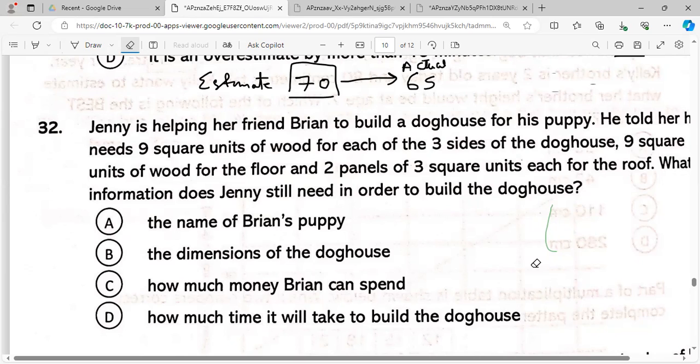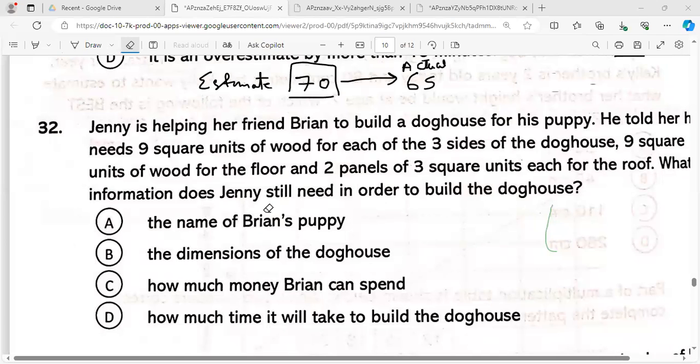Sir, I think it's B. B as in boy. The dimension of the doghouse. Yes, sir. All right. I'm going to throw it out to the class. I agree. Same, sir. I agree. I agree, sir. I agree too. All right. Let us look at it.